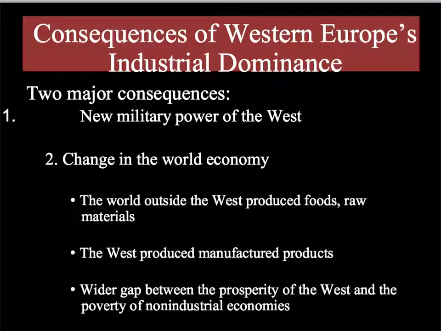The second major change in this period involved the world economy. By the second half of the 19th century, the world outside the West was producing foods, raw materials, and cheap craft products, and the West was producing manufactured products. The West prospered, while poverty in the non-Western world increased.